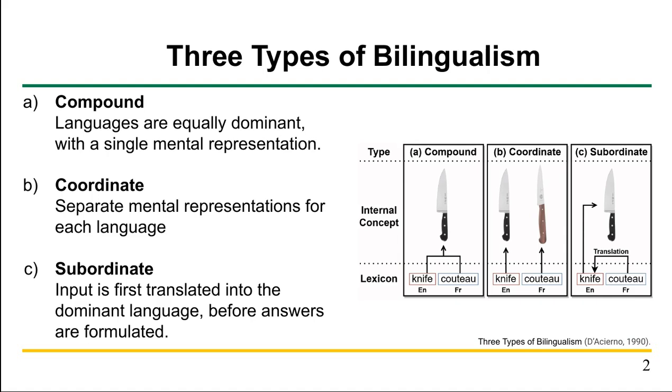In contrast, individuals exhibiting coordinate bilingualism maintain separate mental representations of the lexicon of each language they learn. Finally, subordinate bilinguals often act like translators. They usually have one primary language that they think and respond in. When doing problems in a different language, they tend to translate the problem into their native language, come up with an answer in that native language, and then translate it back to the language of the problem.